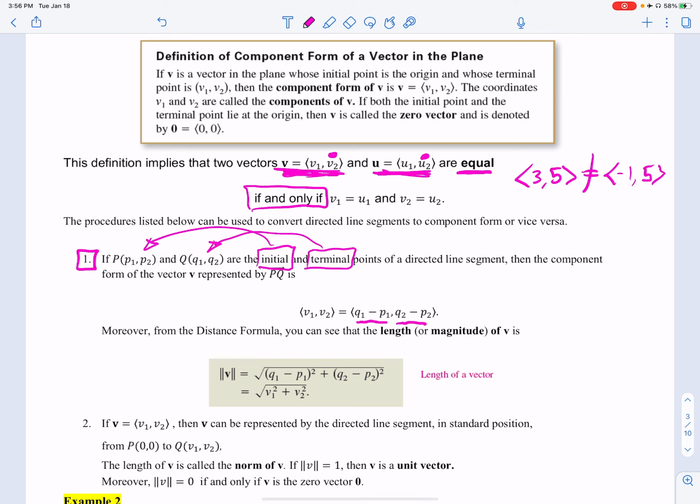Here they did Q2 minus B2. And that'll give us our vector form. We'll do an example of this here in a moment.